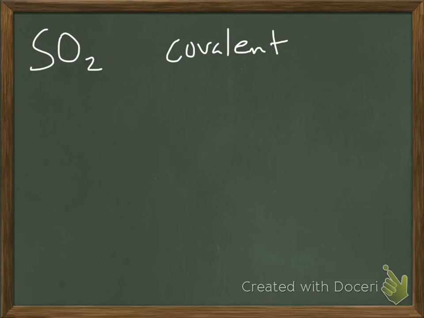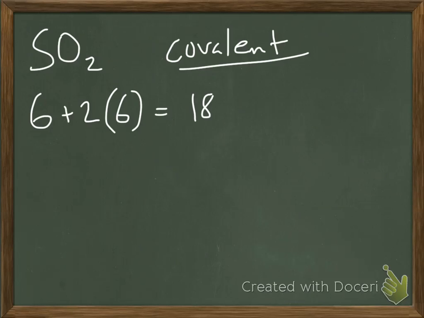Sulfur dioxide, SO2. What kind of bond is this? Sulfur is a nonmetal, oxygen is a nonmetal, so it's going to be covalent. Next, we need to count the number of electrons. Sulfur has 6. There are 2 oxygens. Each oxygen has 6, for a grand total of 18 electrons.